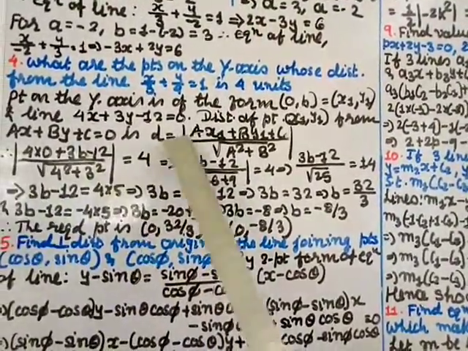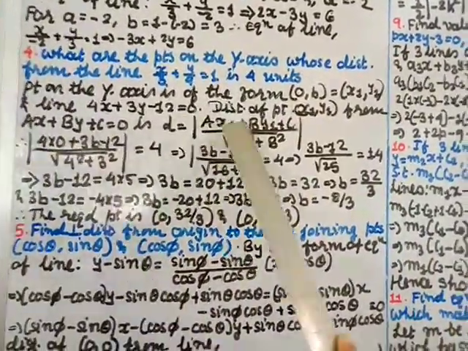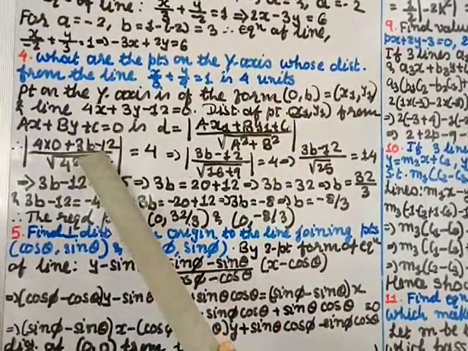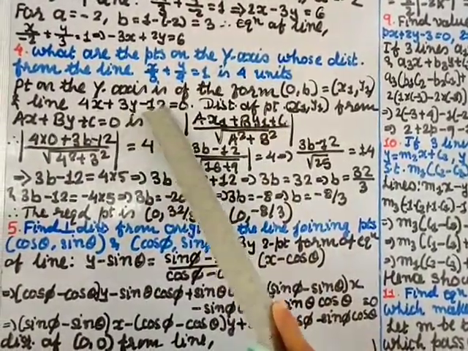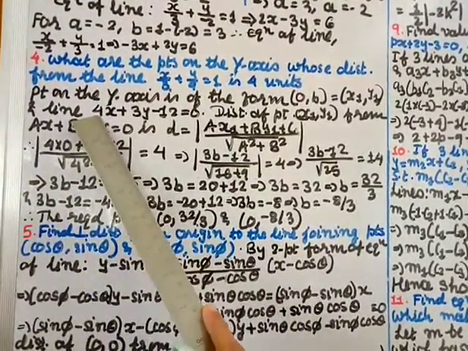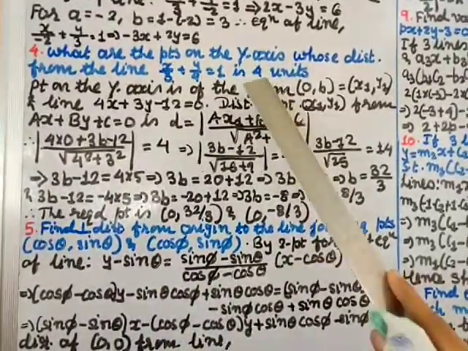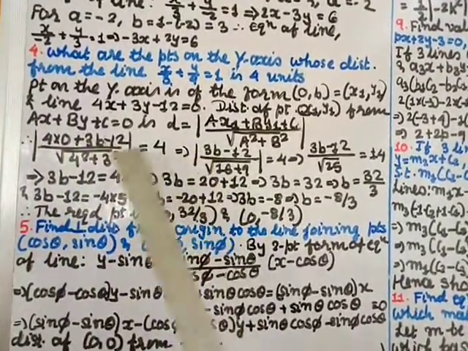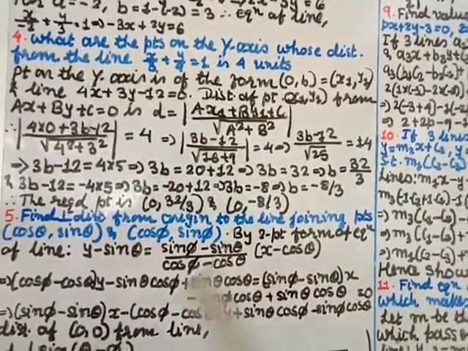So modulus of 4, a is 4, so 4 into x1 is 0, so 0, plus b value is 3 and y1 is b, so into b, minus c is 12. Okay, it is plus c here, but it is minus 12, the value of c, so you put minus 12. Divide by square root of a square plus b square, so a square means 4 square plus b square means 3 square, equals the distance given to us, 4 units. Okay, now here this value is 0, but 3b minus 12 divided by 4 square is 16 plus 3 square is 9, that is under the square root, equals 4.